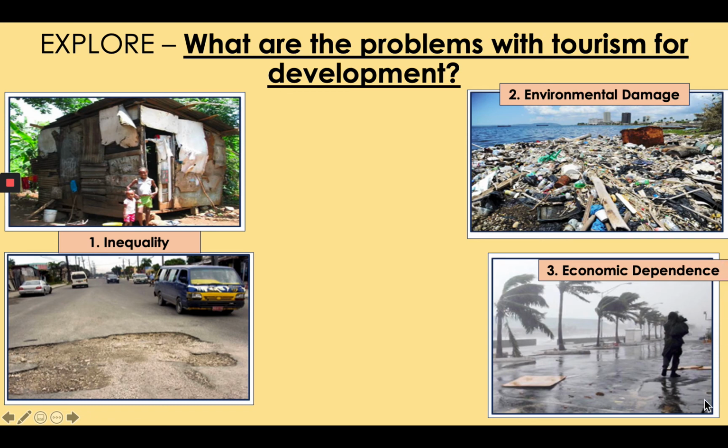rely on tourism. So the third big problem with tourism in Jamaica is that because so many people do it, when the jobs disappear because of a hurricane, it leads to unemployment. This is called economic dependence. The opposite of economic dependence is economic diversification. It's a big phrase, but it means when a country has jobs in many different activities.